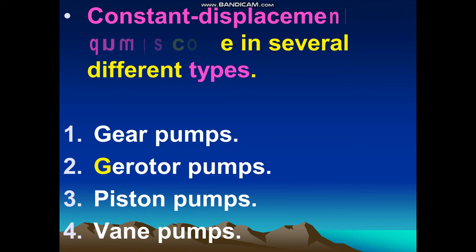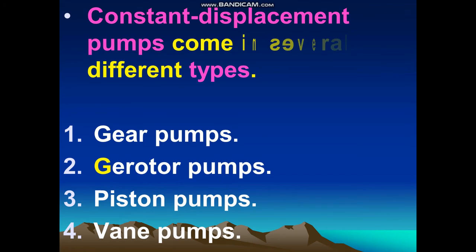Constant displacement pumps contain several different types. The first type, gear pumps. The second type, gear rotor pumps. The third type, piston pumps. And the last one, vane pumps.